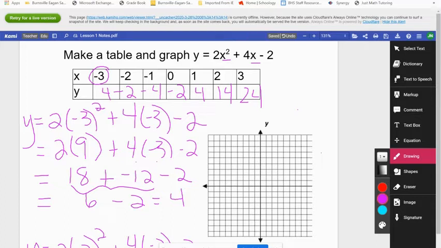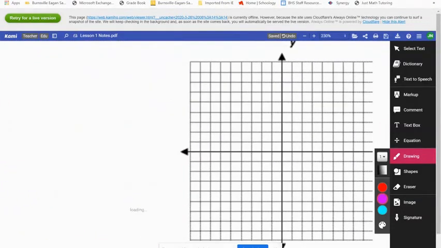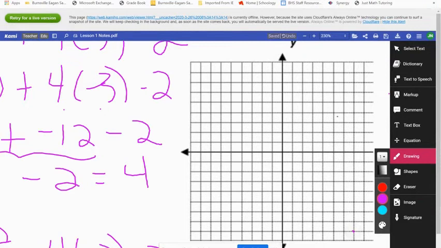Now, when it comes to plotting, we're going to plot as many points as we can, and then we'll sketch that U shape. One thing I want you to pay attention to is that if you're using Cami to do your assignments, you're going to want to zoom in really far, because it's a lot easier to plot points in Cami if you're really zoomed into the graph. Okay. So we know that our first ordered pair had -3. I'm going to go 3 to the left and then up 4.